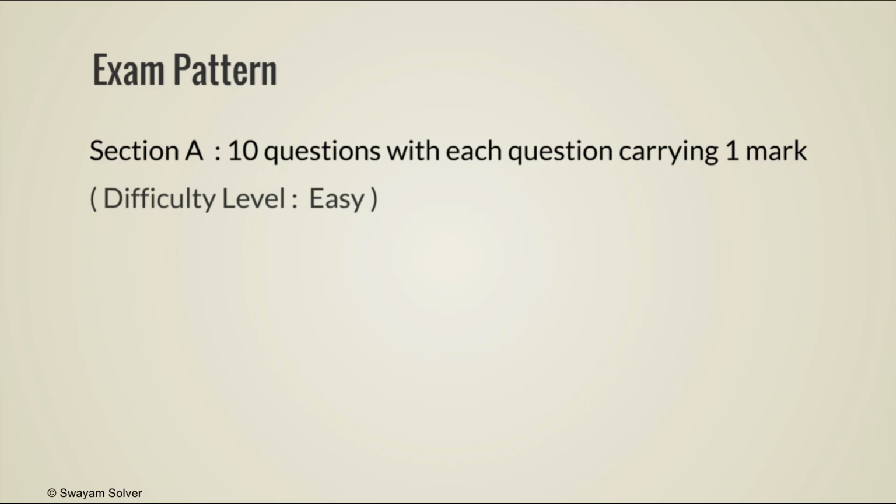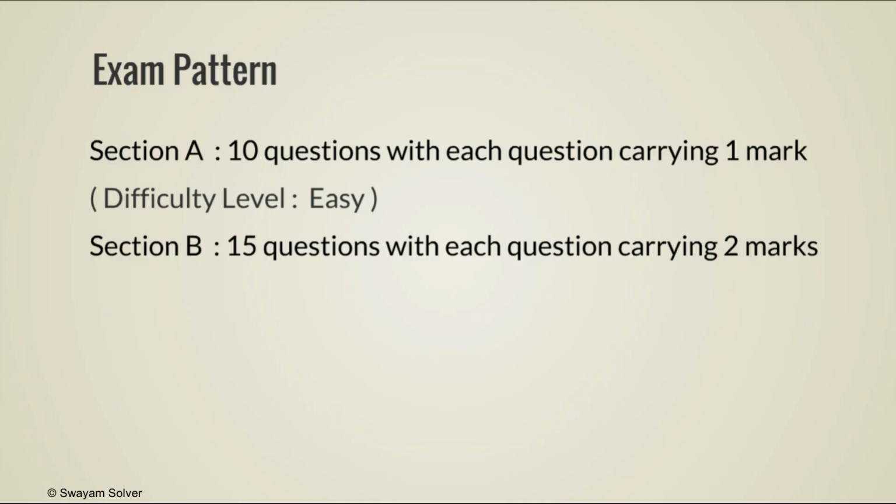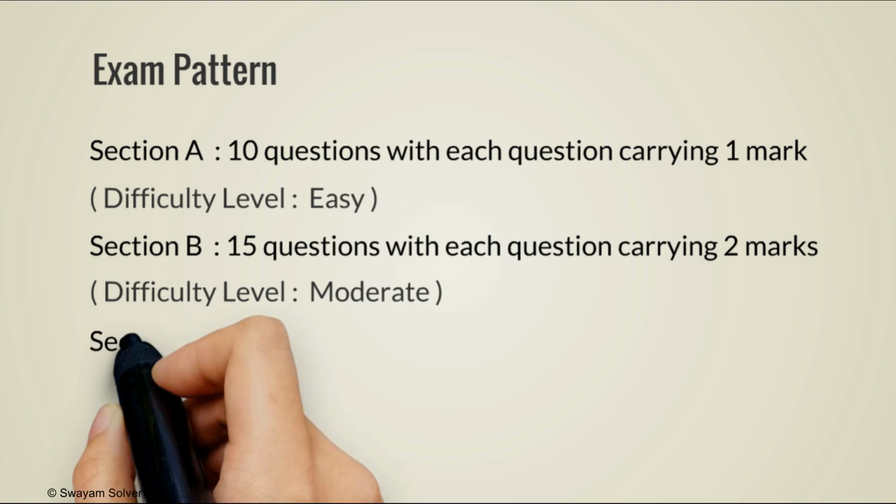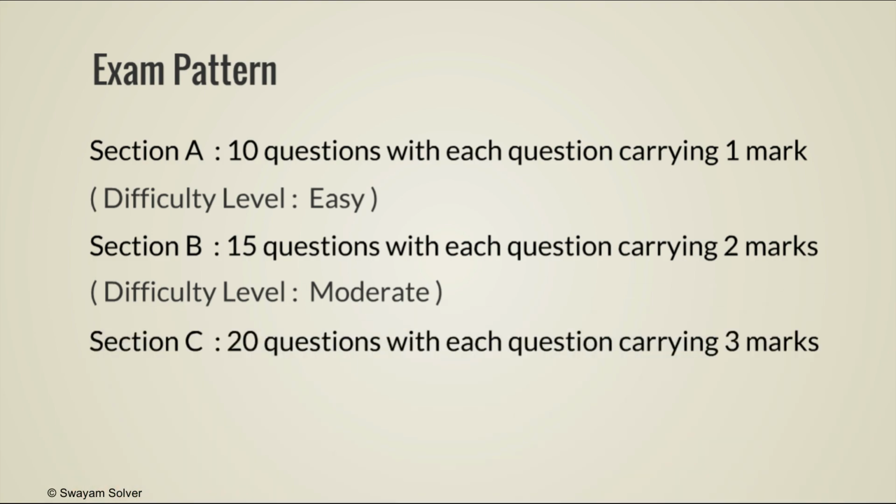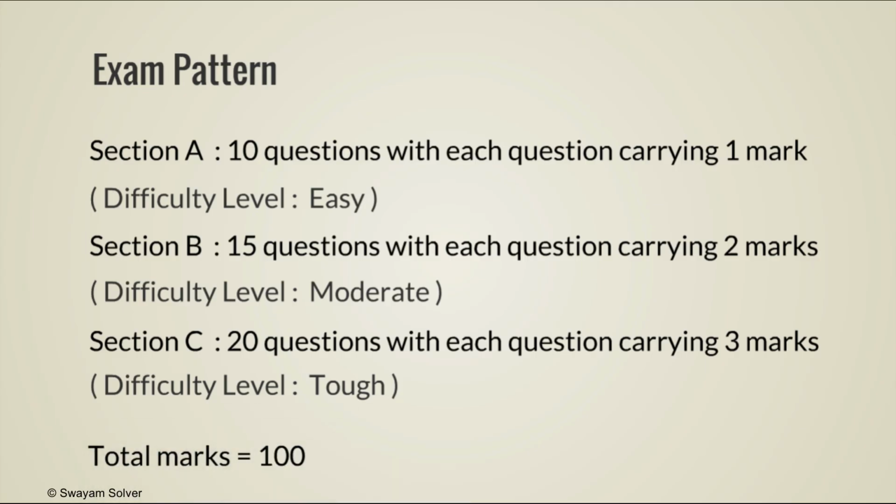Section B would consist of 15 questions of 2 marks each and the difficulty level would be moderate. And section C would consist of 20 questions of 3 marks each and the difficulty level would be on the tougher side. In section C, most of the questions would be fill in the blanks type questions. And the questions would not be like the assignments, they would be a little bit on a tougher side. And all these sections together will make a total of 100 marks.